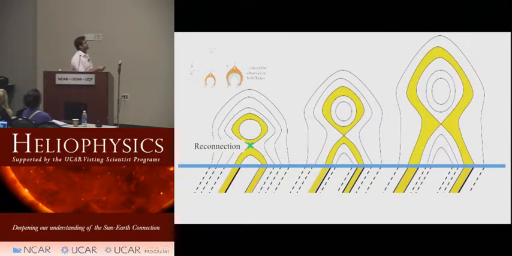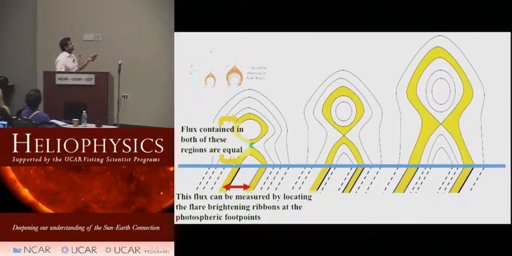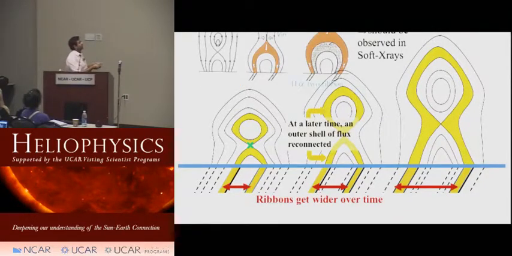And so what's happening here, if you go through, is, sorry, I should have done this the right way. So the flux contained in both the top section and the bottom section of the reconnection are the same. And that can be measured by the flare brightenings. And so as time moves on, the flux of the outer loops of the CME reconnect, and so you get different parts. And also that means the locations of the flare ribbons change over time.